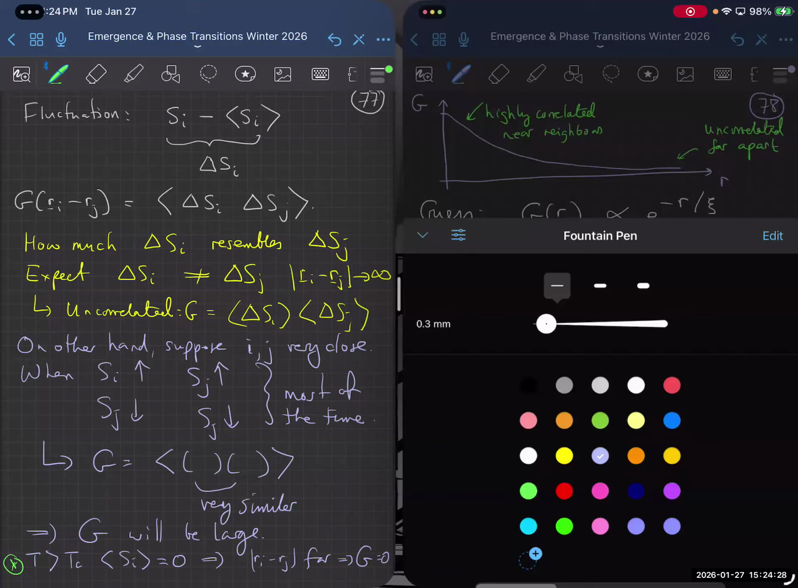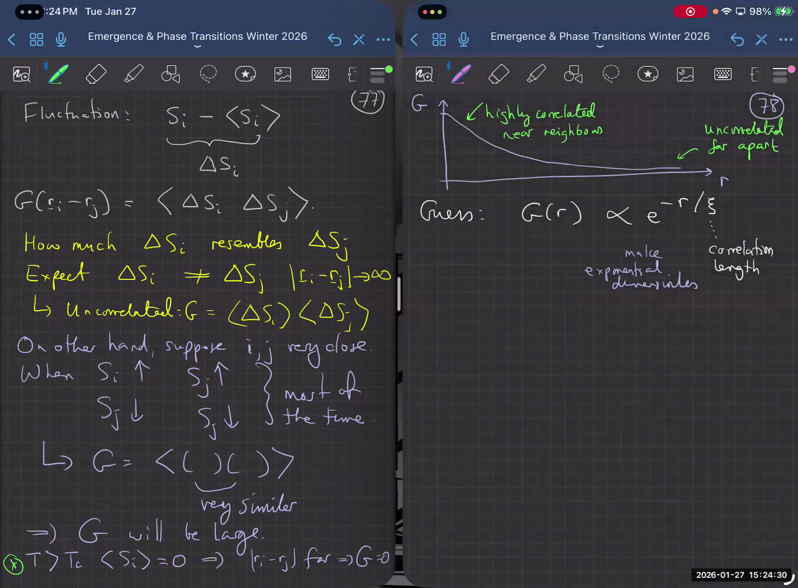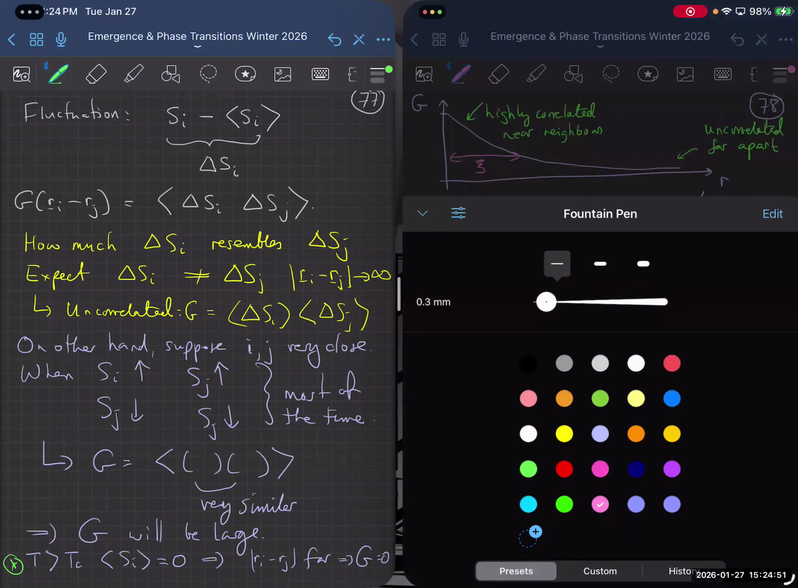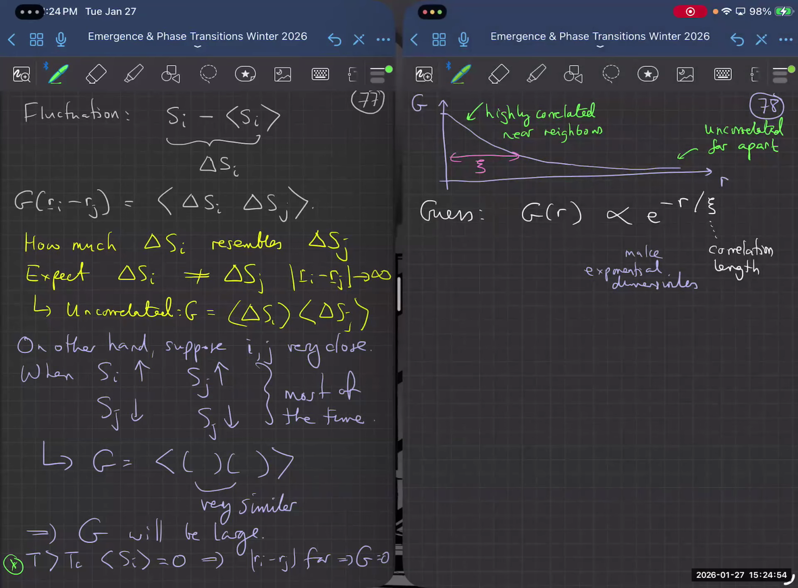So if I draw that on my curve over here, roughly speaking, something like this is what I mean by the correlation length. So it sets the scale for how long it takes for the correlation to decay by 1 over e. That's what it means. Okay, so that will be what you would guess, and in fact we will see that we can actually compute this precisely.